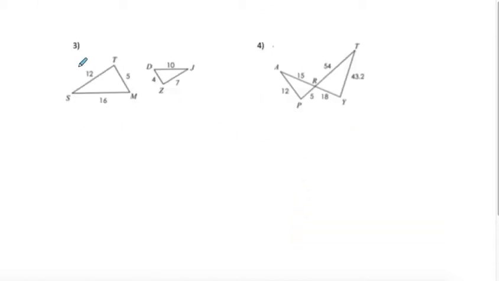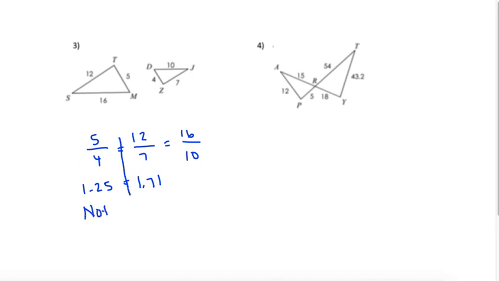All right, on number 3. Okay, so I'm looking at this big one, and I'm going to go smallest to biggest. So I have 5, 12, and 16, and compare it to the other triangle. Smallest to biggest, I have 4, 7, and 10, and I'm going to check to see if this is equal. 5 divided by 4, 1.25. 12 divided by 7, I get 1.71. As soon as these are not equal, we are stopping right there.